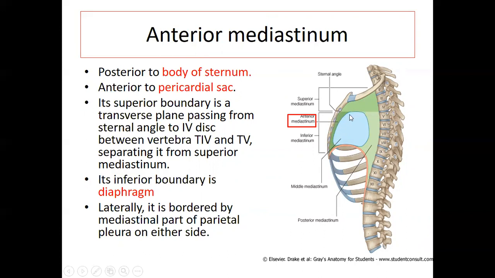Its superior boundary is a transverse plane passing from the sternal angle to the IV disc between vertebrae number 4 and number 5, that I have explained before. This transverse plane separates it from the superior mediastinum. Its inferior boundary is the diaphragm. Below here we have the diaphragm. Laterally, it is bordered by the mediastinal part of the parietal pleura on either side. That is the lateral boundary.